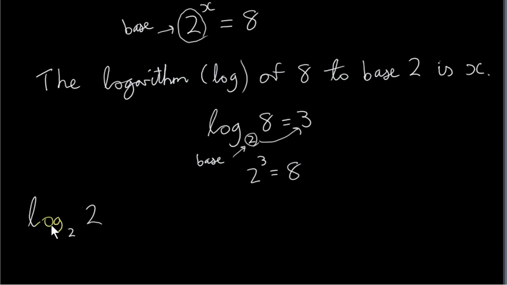Here's another example. Suppose we want to get the log of 2 to base 2. That means what power must we raise this base to in order to get this number 2? And the answer is 1, because 2 to the power of 1 is 2. Here's another example. What power must we raise the base 2 to in order to get 16? And the answer is 4, because 2 to the power of 4 is 16. 2 times 2 is 4, 2 times 4 is 8, 2 times 8 is 16.